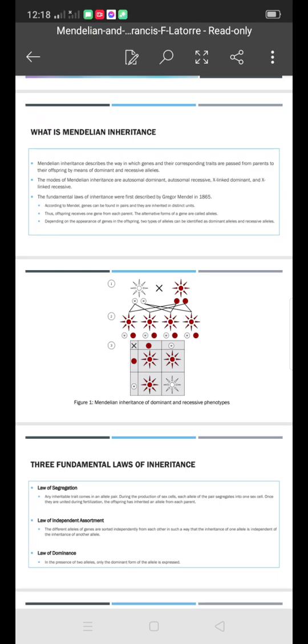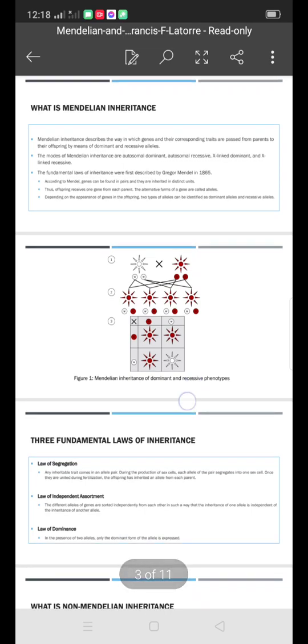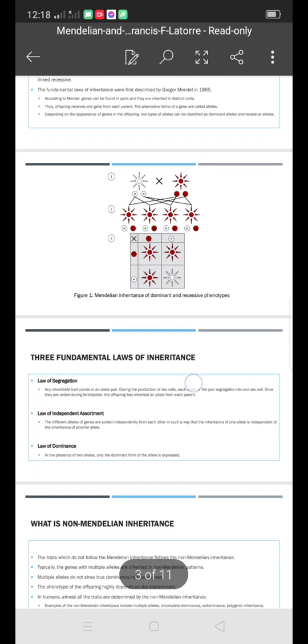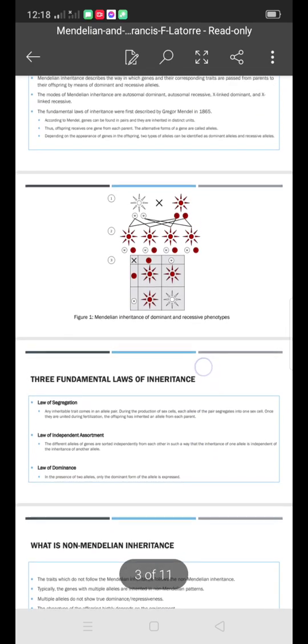According to Mendel, genes are found in pairs and they are inherited in distinct units. Thus, offspring receive one gene from each parent. The alternative forms of a gene are called alleles. Depending on the appearance of genes in the offspring, the two types of alleles can be identified as dominant alleles and recessive alleles. This is the figure of Mendelian inheritance.